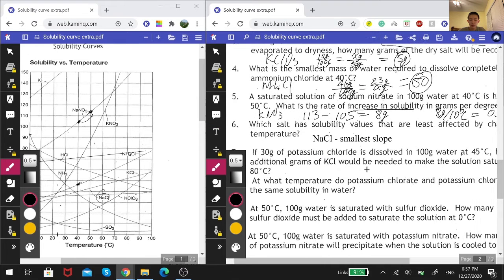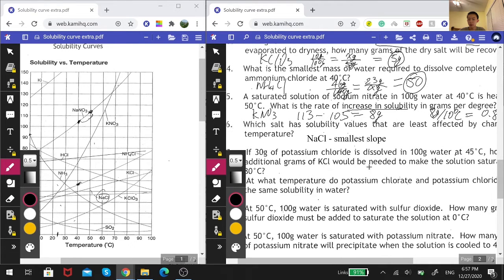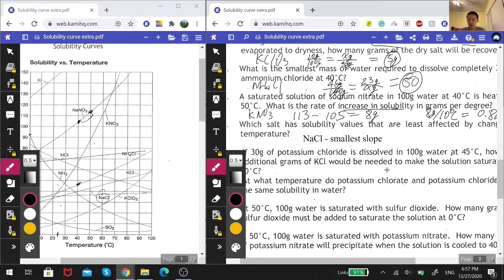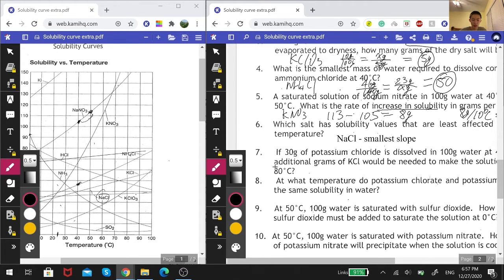Now number 7, 30 grams of potassium chloride dissolved in 100 grams of water at 45 degrees. How many additional grams will be needed to make the solution saturated at 80 degrees Celsius? So let's see what KCl is at 80 degrees Celsius.